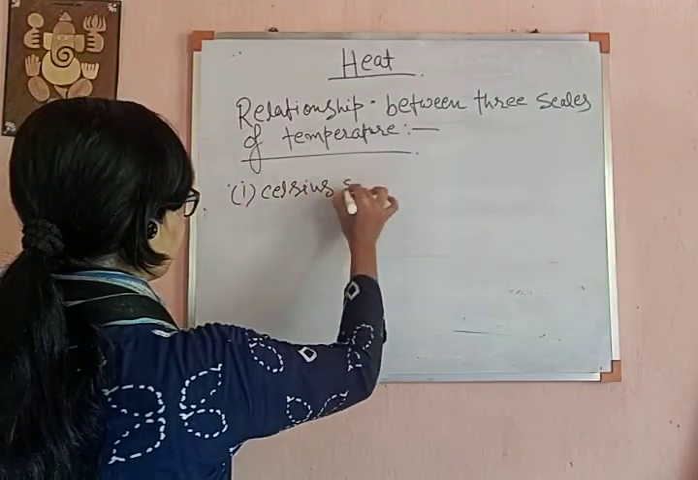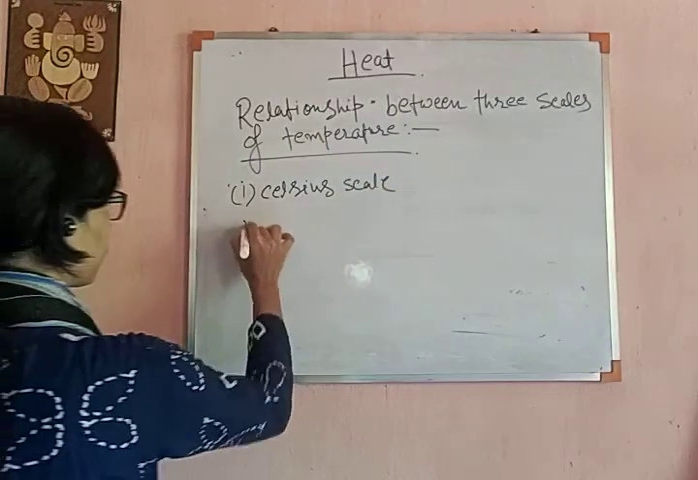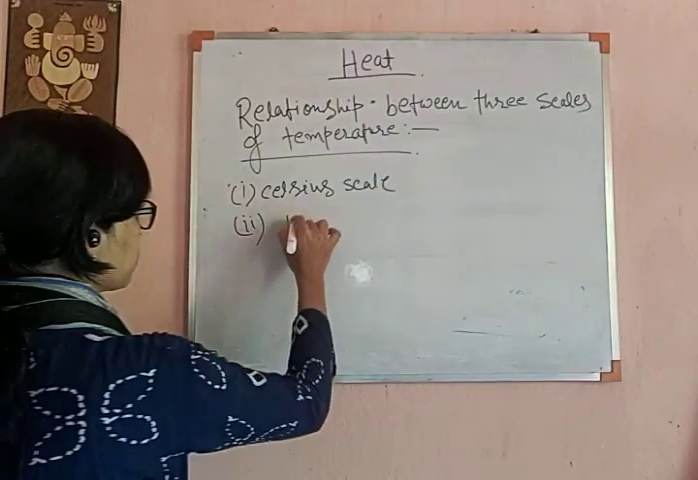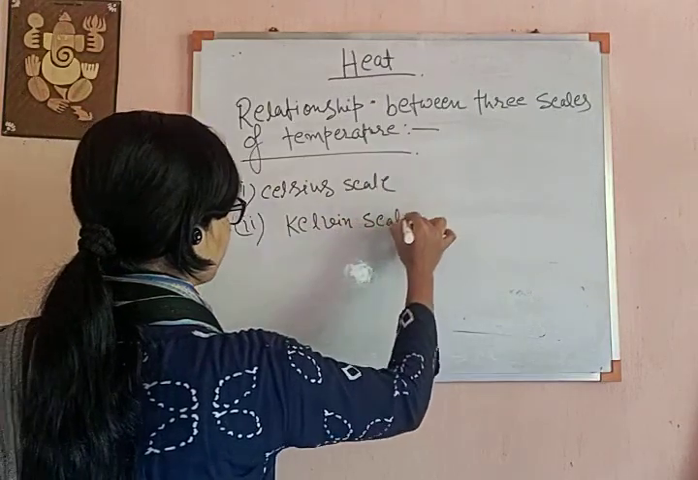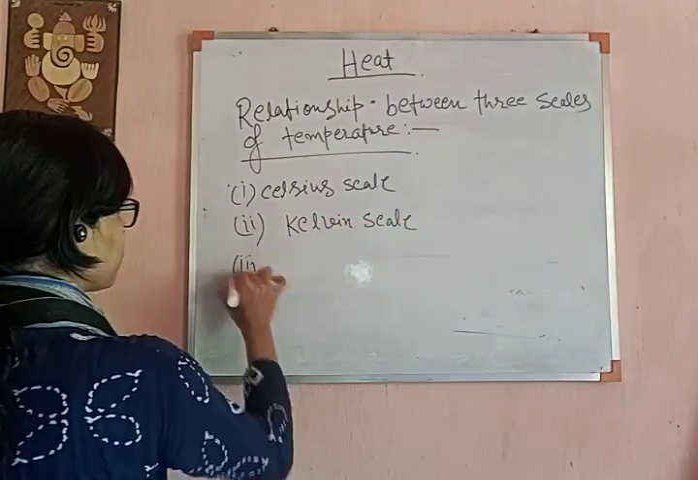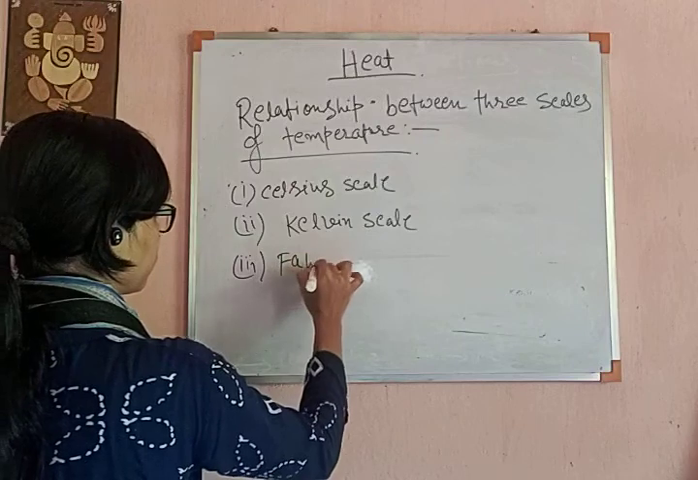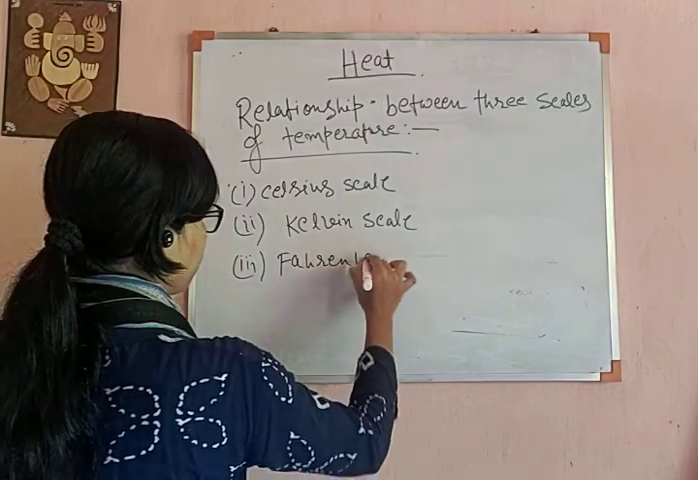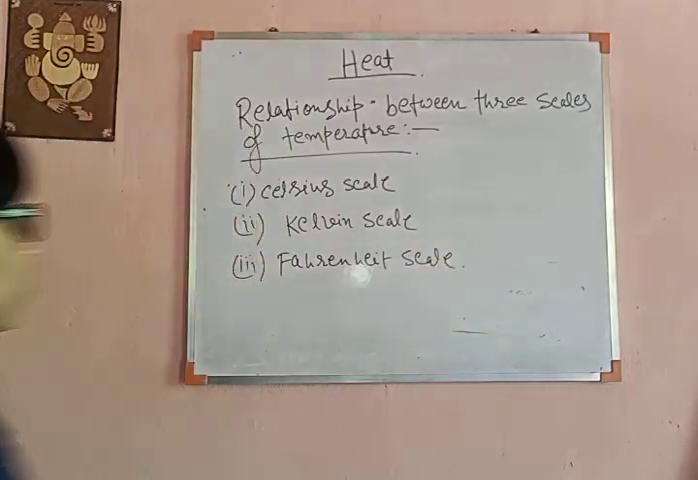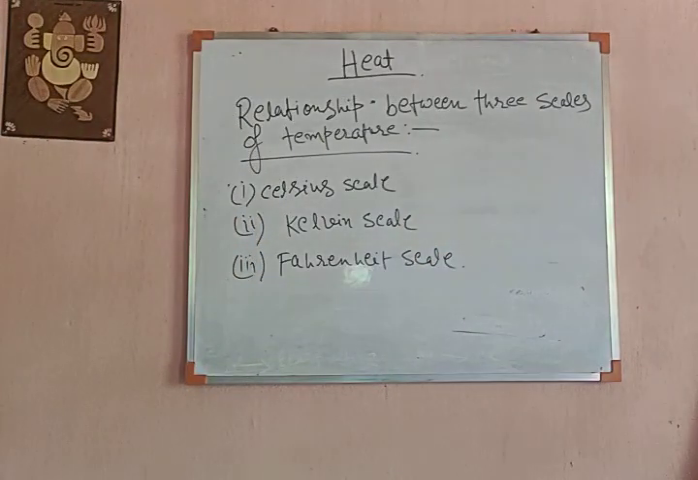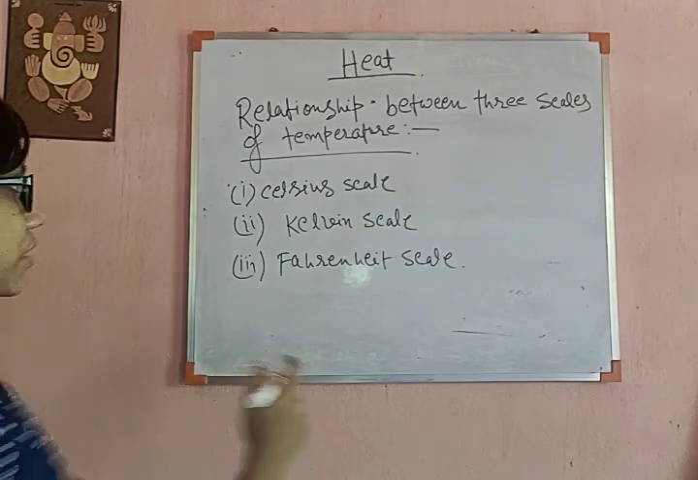Number 1 is Celsius scale, number 2 is Kelvin scale and number 3 is Fahrenheit scale. Three scales of temperature, but there are some differences between the three scales. So what is that difference?